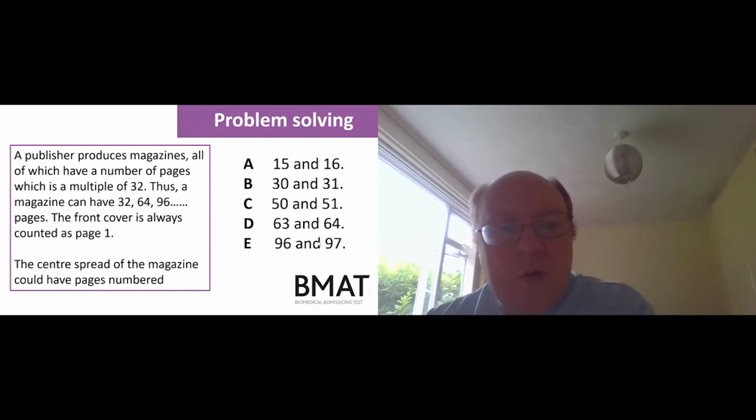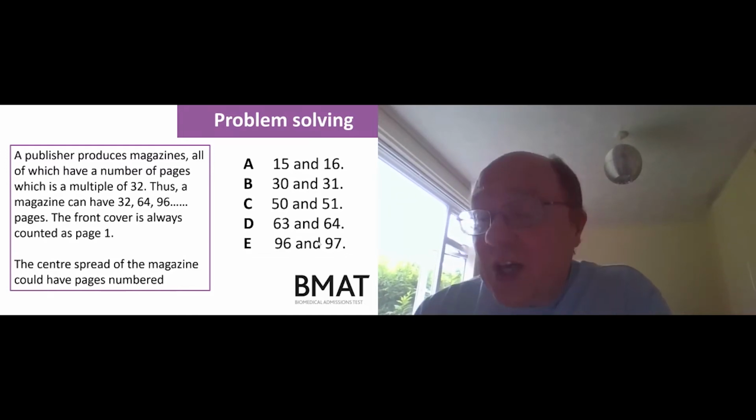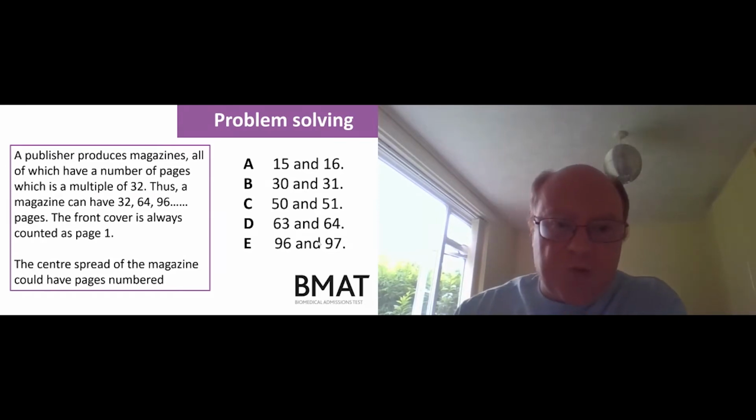So here we're told that we have a magazine which has a number of pages which are always in multiples of 32. So the magazine can have 32, 64, 96 pages. The front cover is always counted as page 1. And you're asked to identify which of the 5 options actually lists possible page numbers for the center spread of the magazine. So when you open it up in the middle, what would be the page numbers that you're facing? Now, obviously, you could just count through all of the pages and try to come to it by that. But you don't have much time. You have less than 2 minutes to actually answer the questions. So we need to do this really quickly.